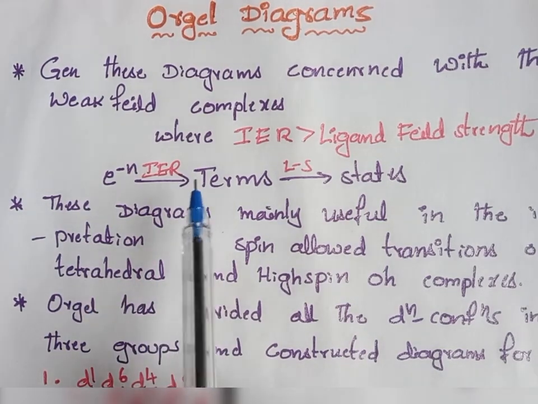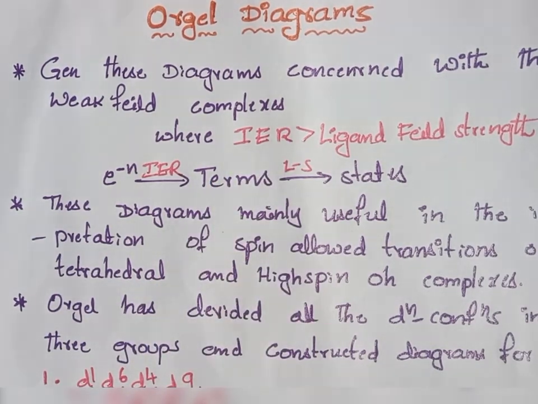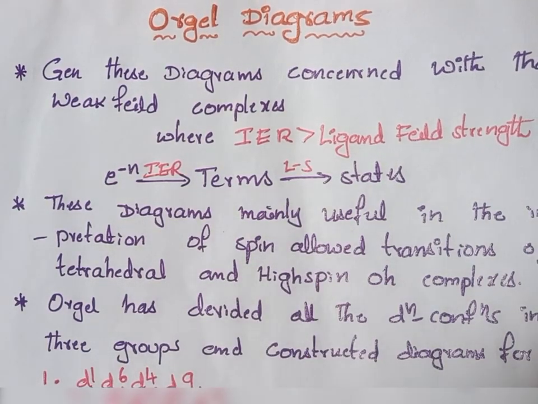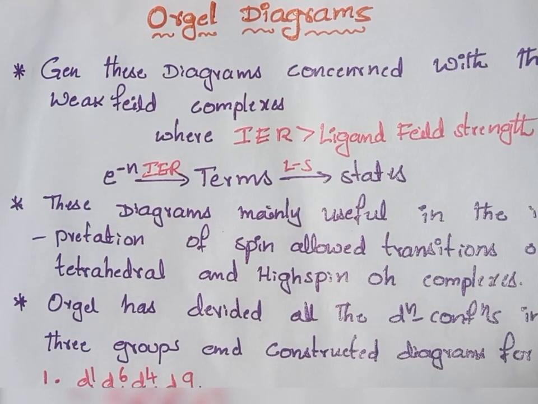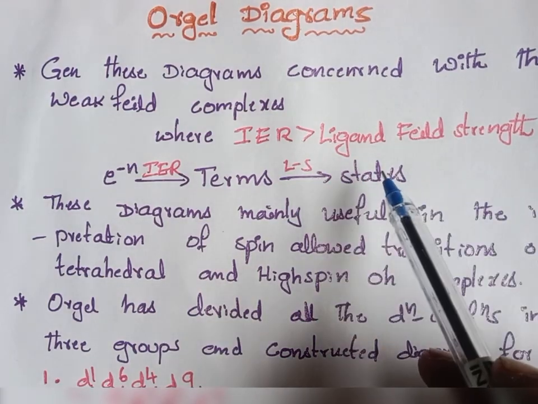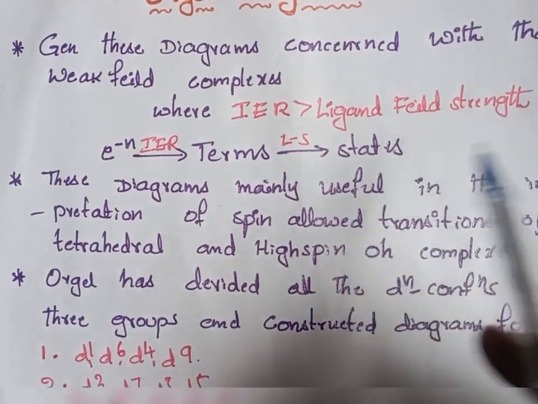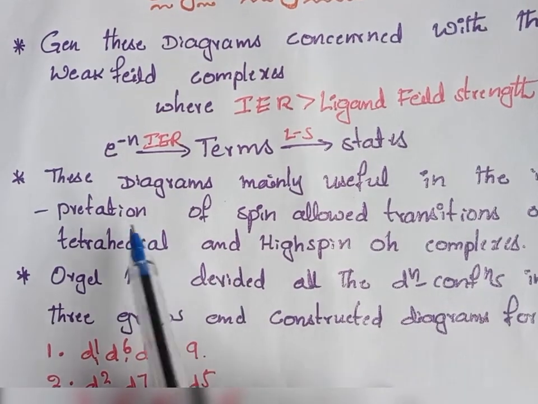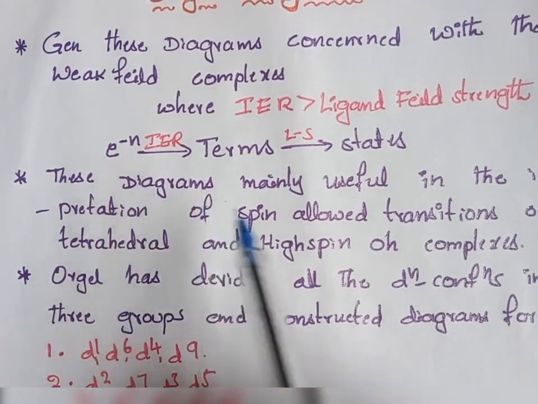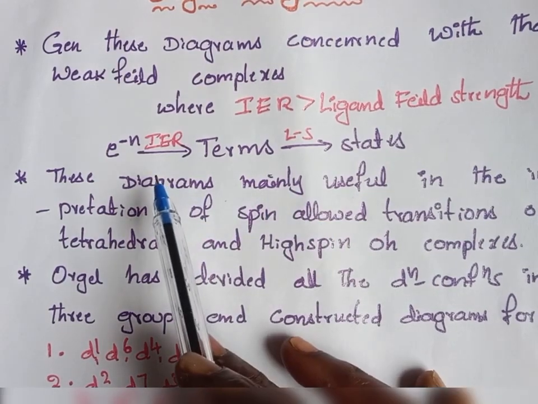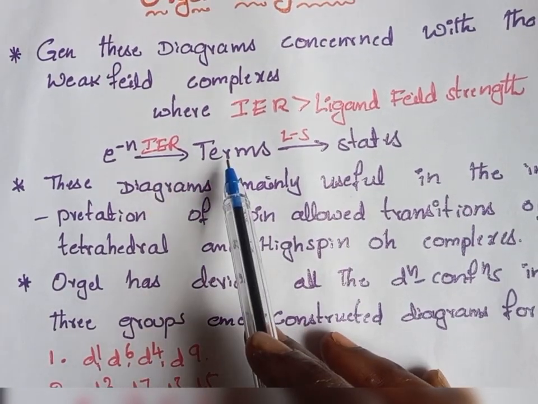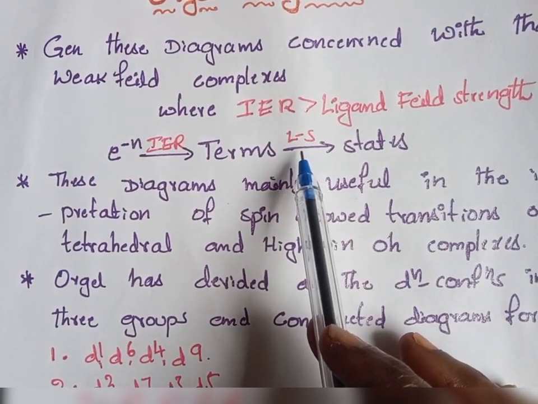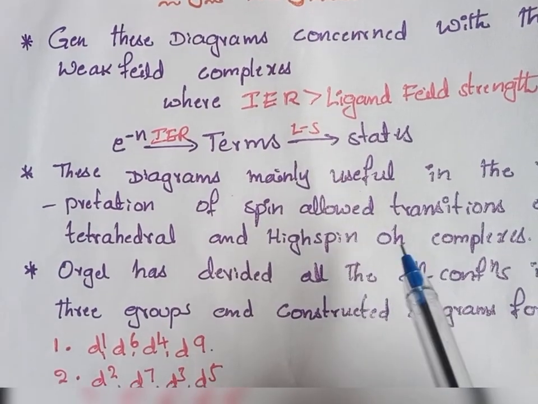So generally, the Orgel diagrams are concerned with the weak field complexes, where, as we know, the inter-electron repulsions are more powerful than the ligand field strength. The magnitude of inter-electron repulsion is more, right? And in these types of complexes, the electron configuration will split into terms due to inter-electron repulsion. Again, the terms will split into states due to ligand field strength, that is LS coupling, right?